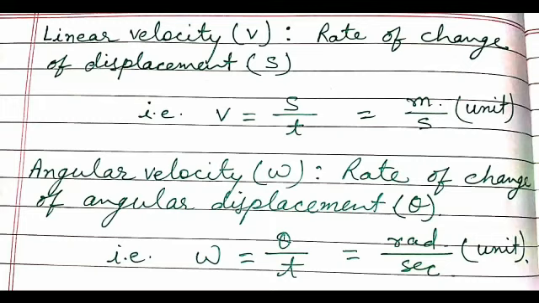Moving ahead, angular velocity. It is denoted by omega and written as ω. Angular velocity is defined as the rate of change of angular displacement. That is, angular velocity is equal to angular displacement by time. Symbolic form we can write omega is equal to theta by t. By the symbol theta we denote the angular displacement. The SI unit for angular velocity is radian per second.